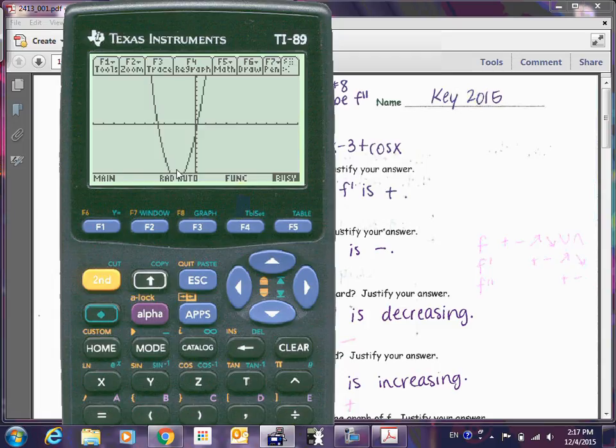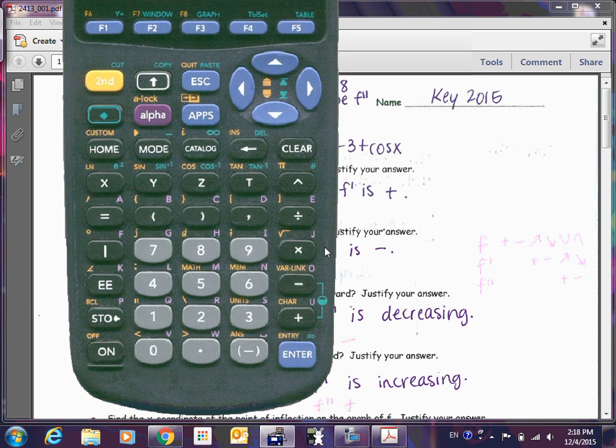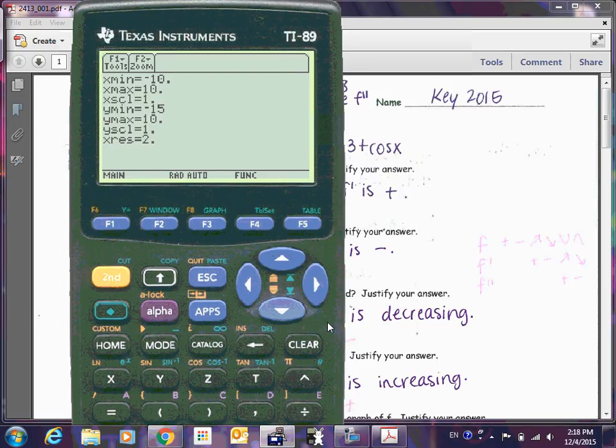All right, now I can't see the very bottom of this, so we could either zoom out or we could just go to the window, which would be diamond F2. And we could just make our y min a little bit less than -10. So say -15 or something. I need to do the negative symbol. That way we could see the whole picture.